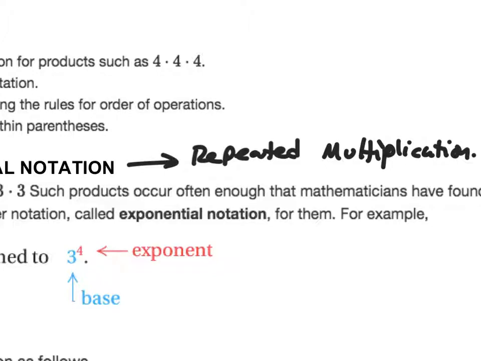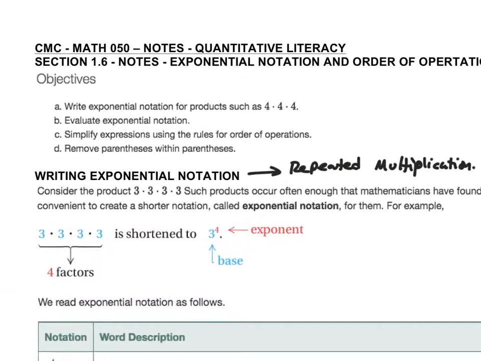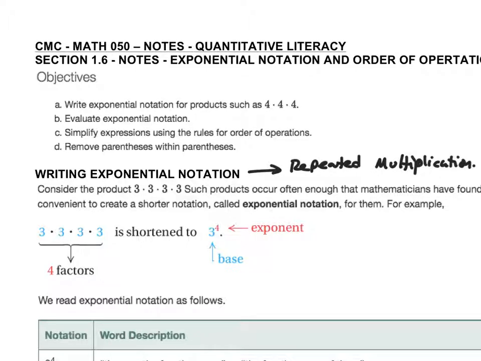Okay, and so what we have here is that we consider the product 3 times 3 times 3 times 3. Okay, and so instead of writing this always as 3 times 3 times 3 times 3, we can shorten that to something like this, where we call this 3 to the 4th power. So if we multiply 3 by itself 4 times, then we simply write that as 3 to the 4th. And if we practice that, we would just say 3 to the 4.